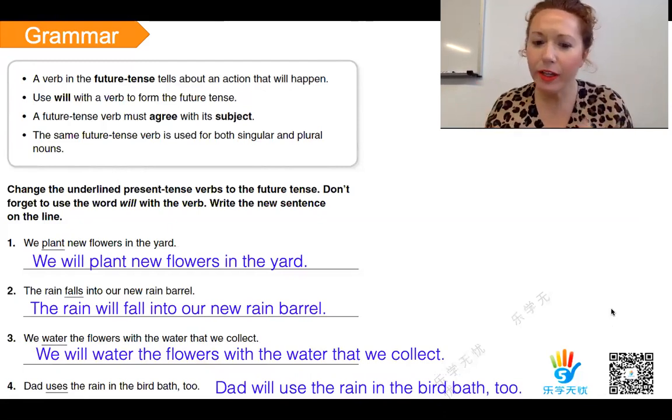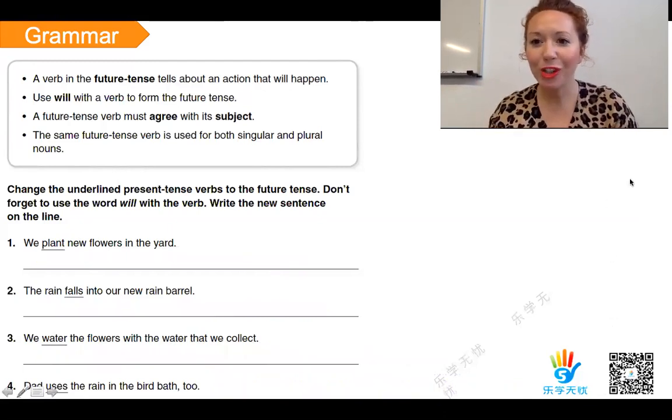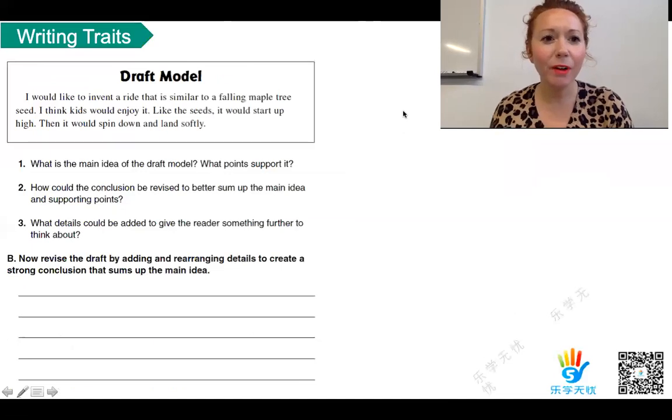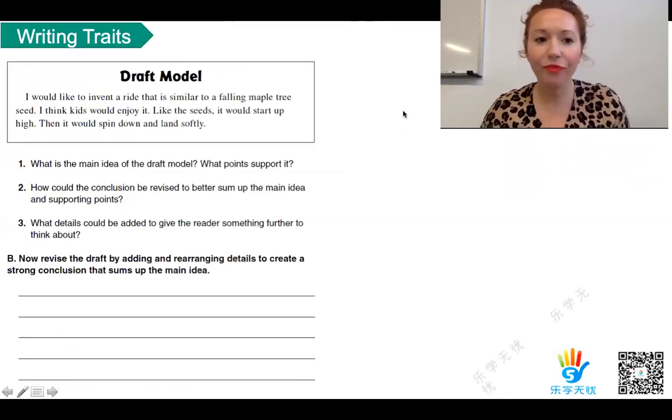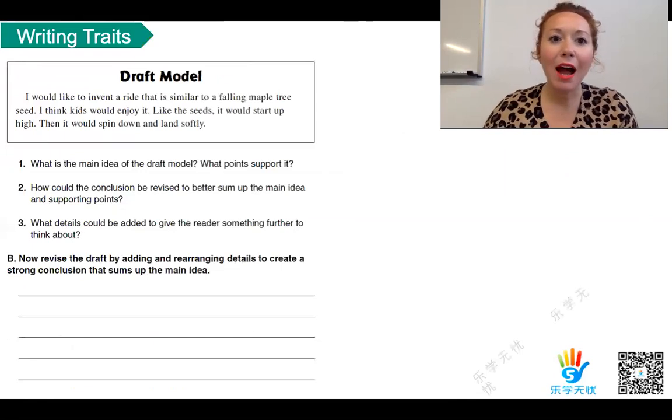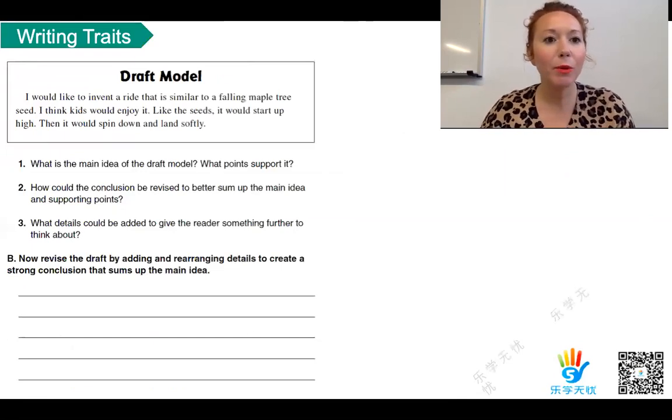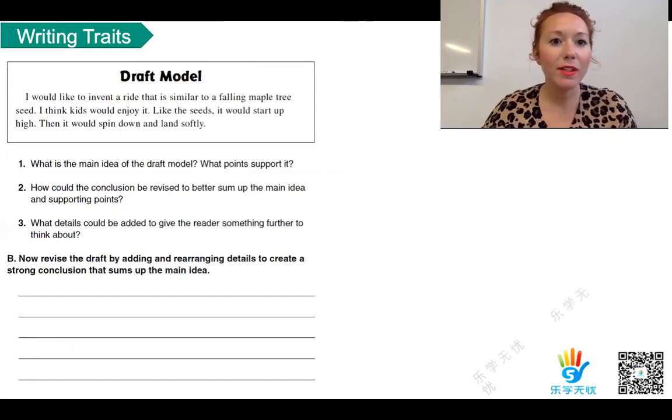Okay, really good job with our future tense today. All right, now that brings us to our draft model. I would like to invent a ride that is similar to a falling maple tree seed. I think kids would enjoy it. Like the seeds, it would start up high. Then it would spin down and land softly.